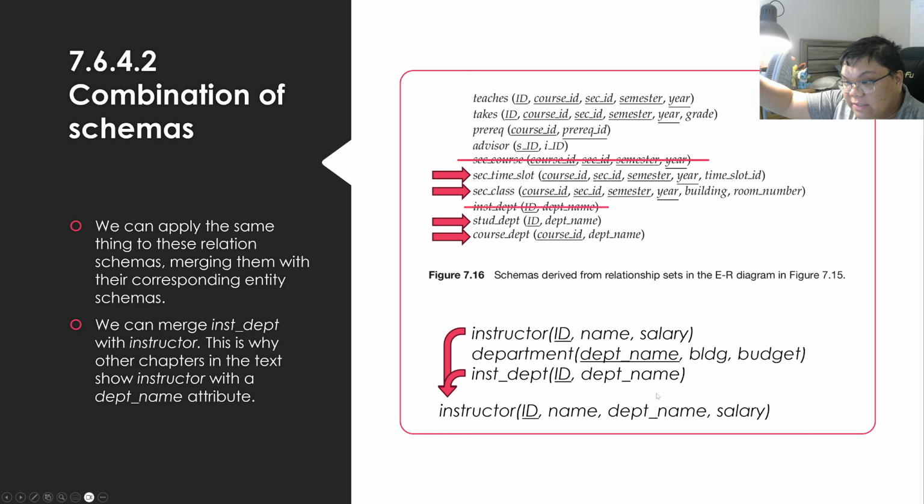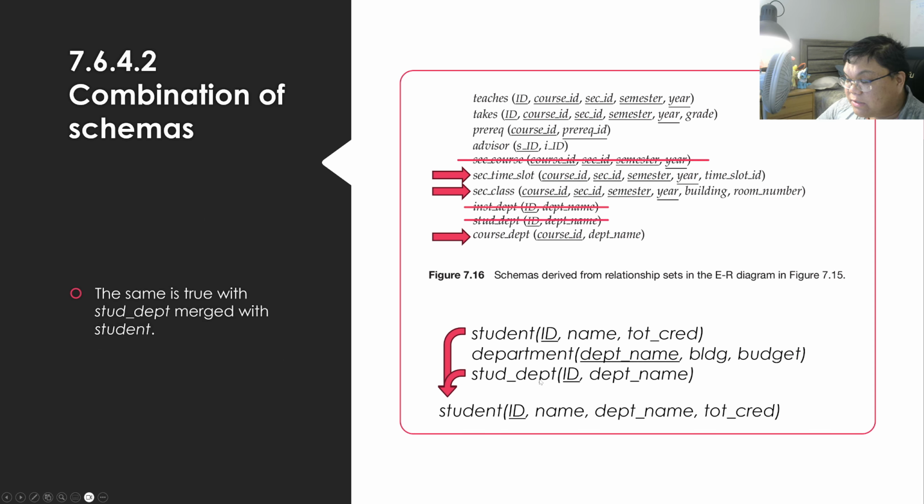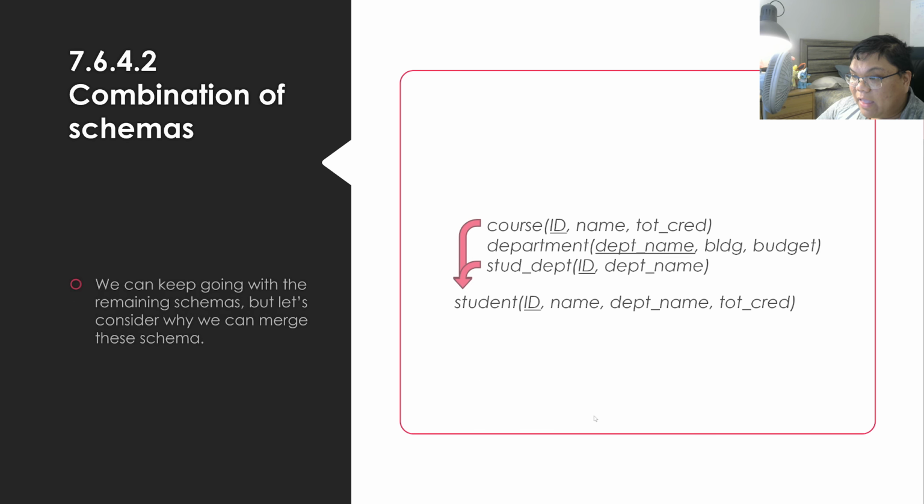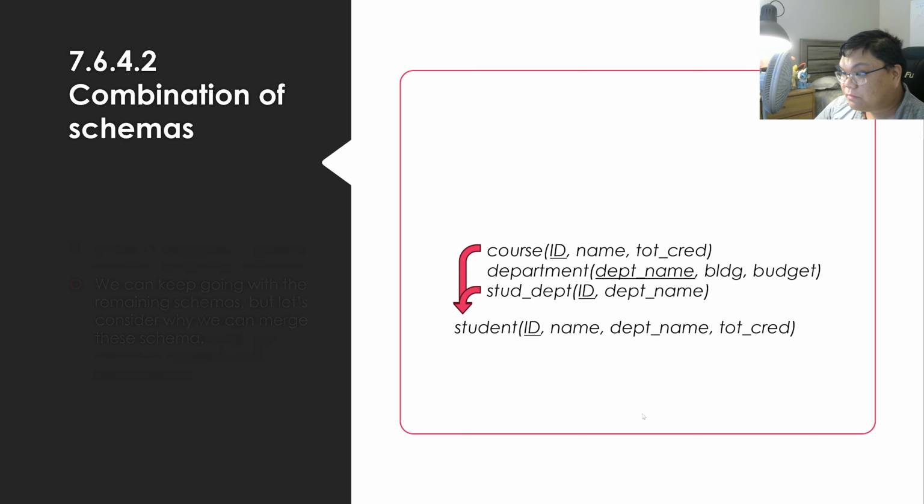So we merge instructor and instructor department together. We merge student and student department together. We merge course and course department together. And we can keep going, but let's see why we can merge these schemas.